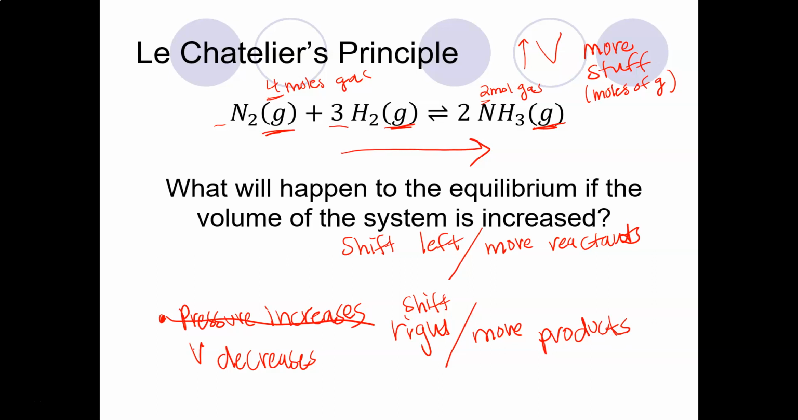Now, with this, the thing you have to remember, it's different than it is for the concentration one we just talked about. This only applies to gases. So if you have a reaction that has some gases, some solids, some liquids, some aqueous, when you're looking at these numbers, you're only looking at the moles of gases. You ignore moles of solid, moles of liquid, and moles of aqueous.